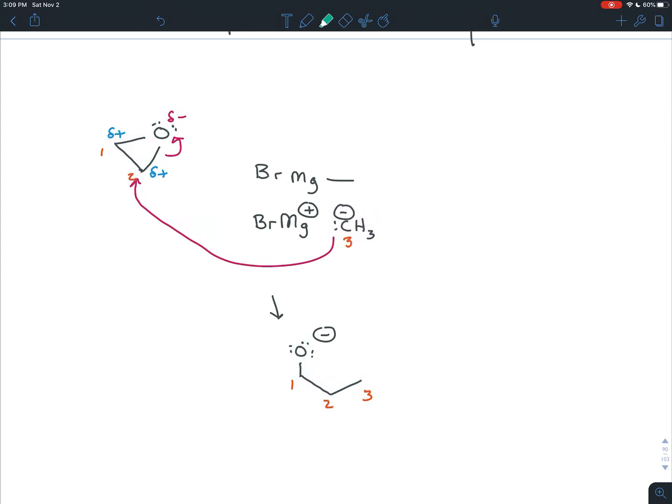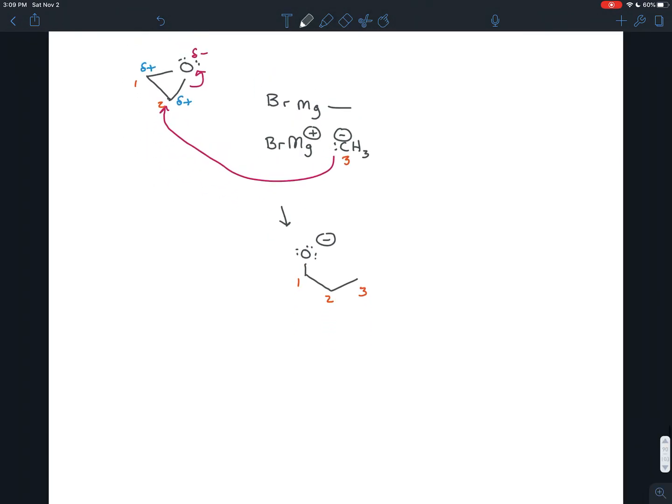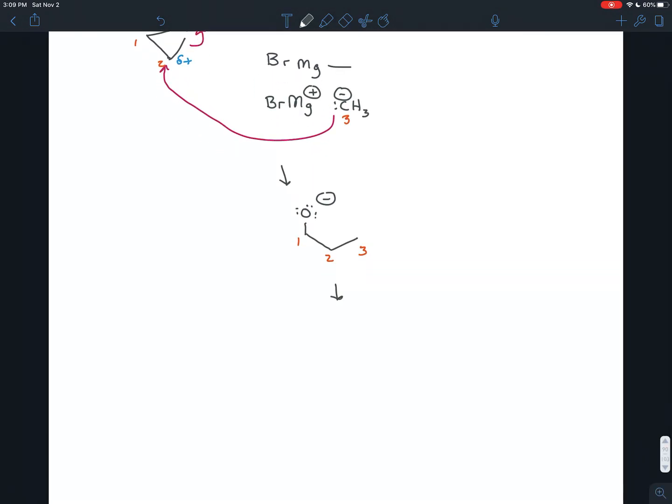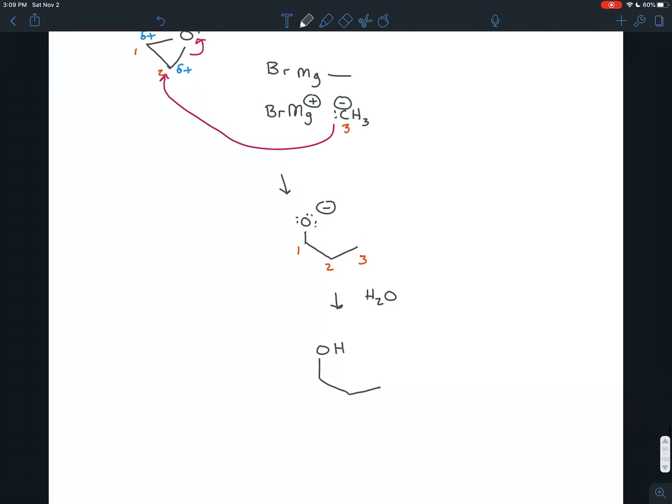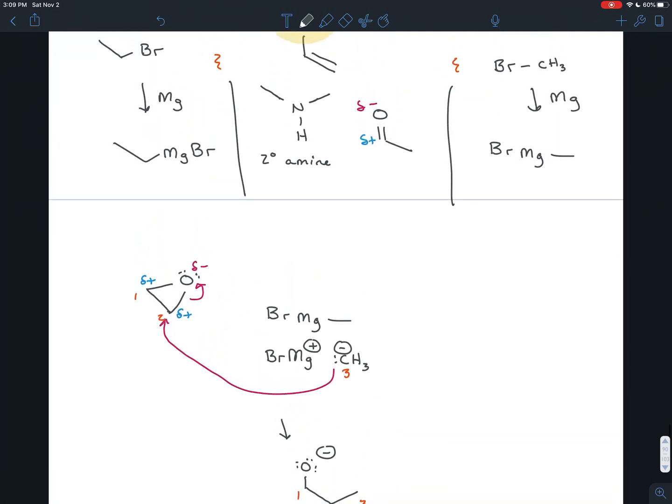Okay, so that is our new structure. Now, anytime you use those Grignard reagents, it's always good practice to stabilize the positive charge using water. Or you could use a mild acid, but water's usually fine, so you can have that. So we have 1-propanol now. Well, it's not so bad.